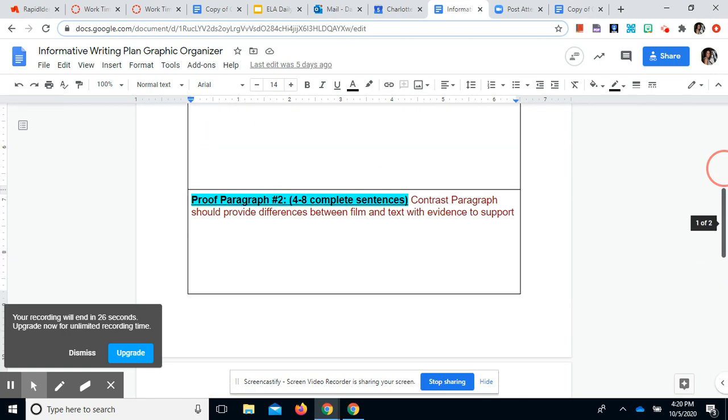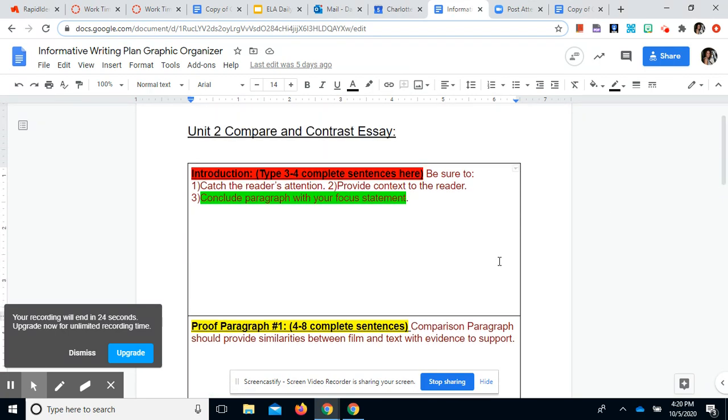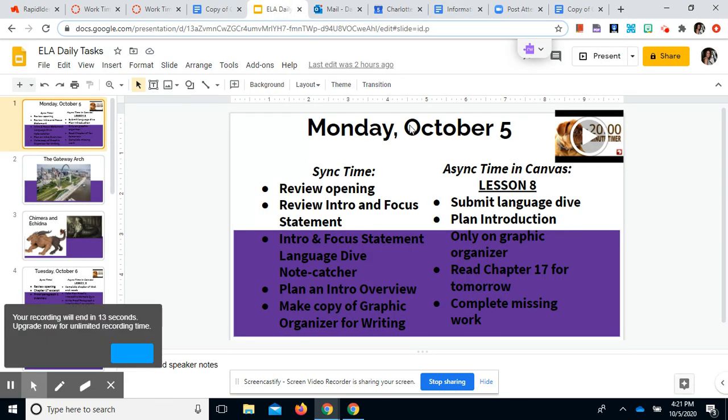So for the next 6 lessons, we will be breaking down this essay paragraph by paragraph. Today, we focused only on the introduction in this first box. After you do that, you are going to submit the language dive. You're going to get that introduction done and read chapter 17 for tomorrow.